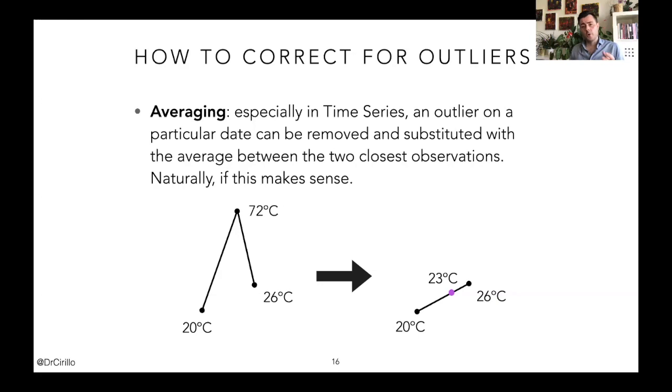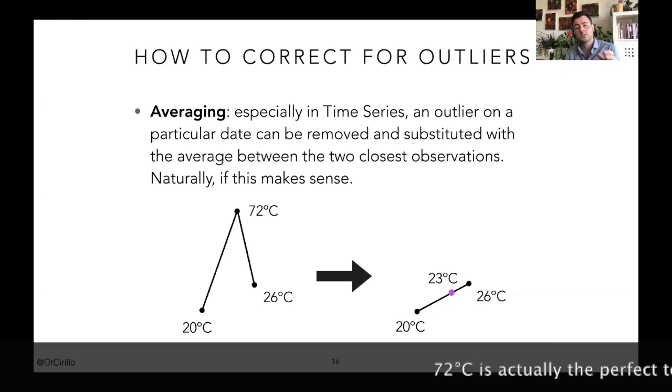Now, another way of correcting observations is to average. This is something quite common, for example, in time series, as we shall see. Imagine that I'm measuring the average temperature in a given city, okay? In day 1, I observe 20 degrees. In day 3, I observe 26 degrees, and these are Celsius degrees, okay? And then on day 2, I see that there are 72 degrees. Now, 72 degrees is for sure something that is not possible unless you want to cook the population of a given city. Okay, so if you want to slow cook someone, 72 degrees is more than okay.